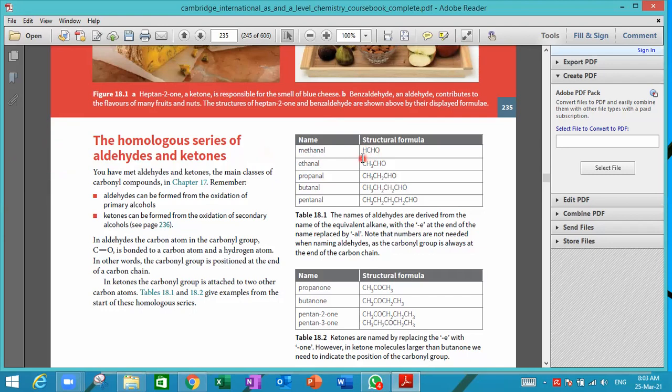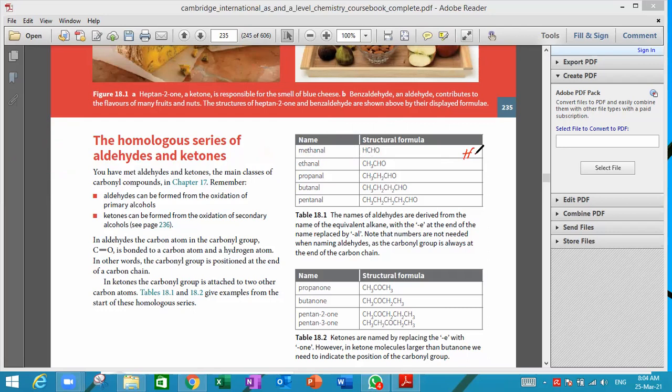If we have an aldehyde like HCHO, this means that we have this molecule, H-C double bond O and then H. So we call this methanal, as it contains only one carbon atom. We add "al" instead of the "e" at the end of the alkane.